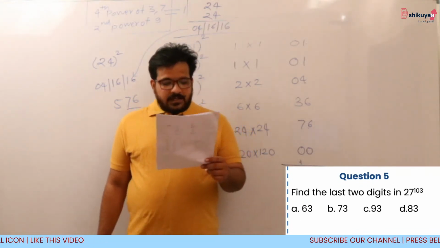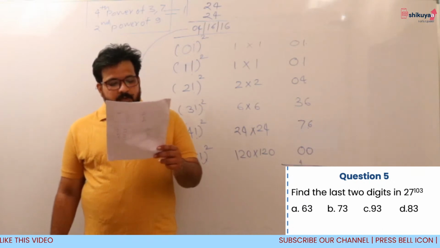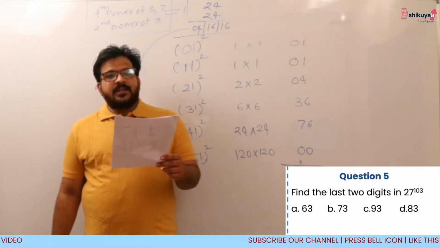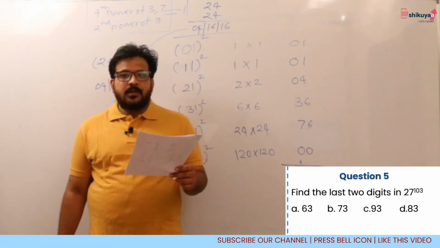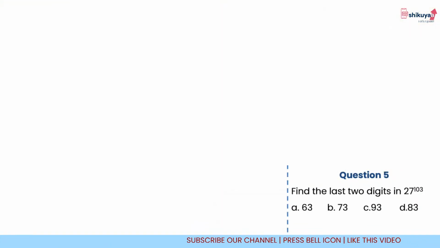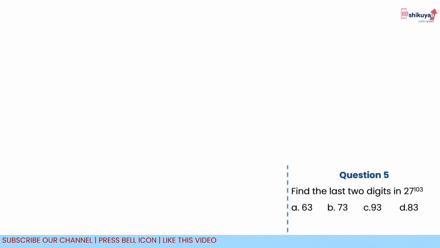Yes, find the last two digits of 27 raised to 103. Find the last two digits of 27 raised to 103. Probably there was one more problem: what is the last two digits of 7 raised to 2008? But anyways, let's go with the problem. Try to solve this problem.